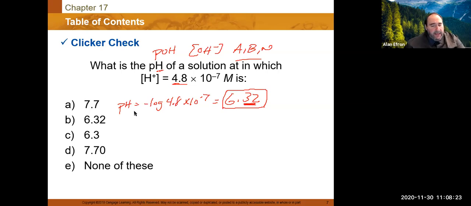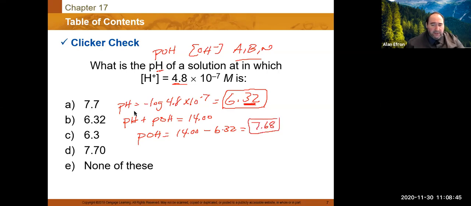Once we have the pH, we could actually get the pOH pretty quickly because the pH plus the pOH is equal to 14, which means that the pOH would be 14 minus our 6.32, which looks like 7.68 as the pOH.